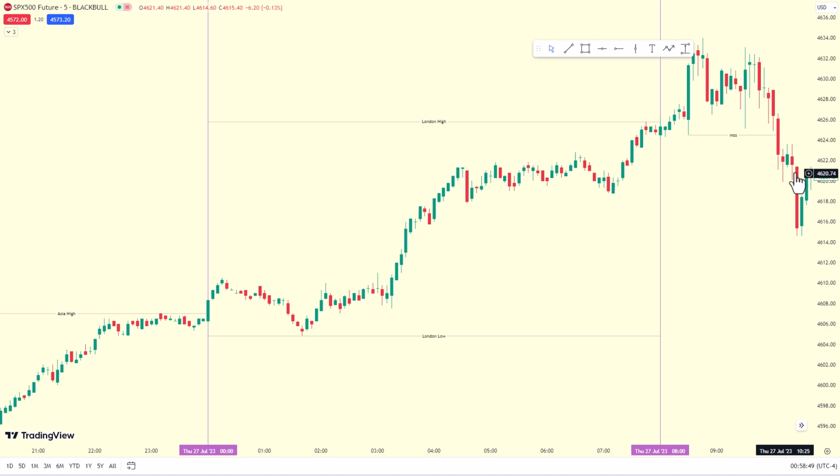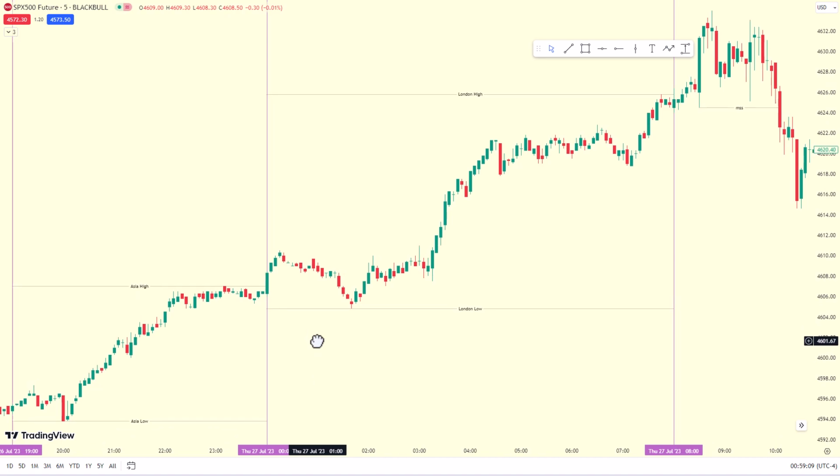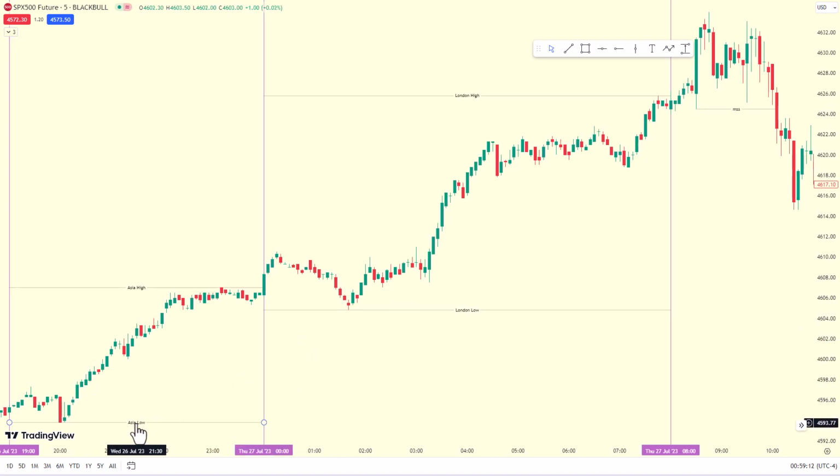I say this because whenever I take such a trade, my main target is the previous session's low, because we are targeting liquidity. Since we've purged London session high and we've gotten the displacement that we needed for an entry, the next part is where we're targeting. My first target would be London session low, then the next one after that will be Asia session low.